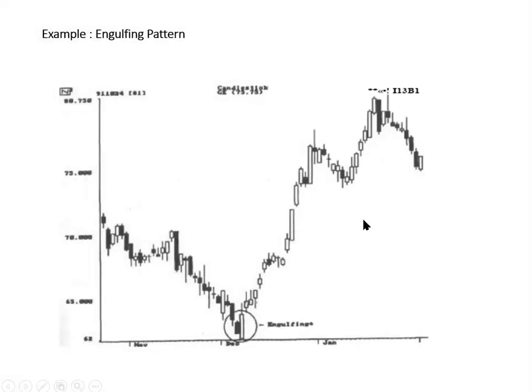These are the classic examples of the engulfing pattern. Here you can see the downtrend was in place, and here there was a black body, and then the next day it opened lower, but it turned into a white body, or an up day, and then it engulfed the previous day, and then the trend changed into an uptrend here.